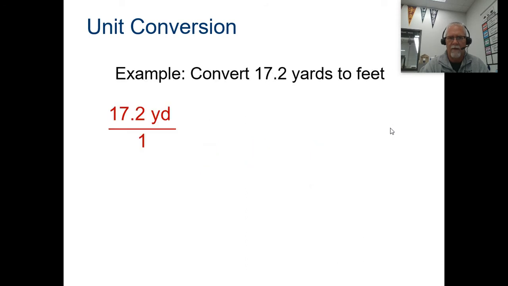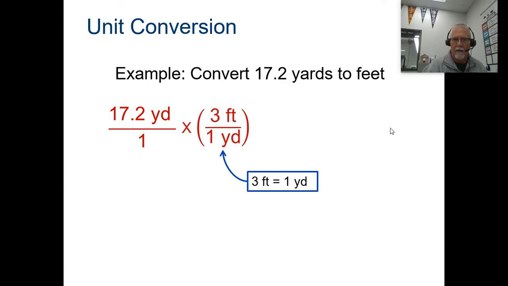Same thing works with units. If we have 17.2 yards, and we know anything over 1 is that number, we want to convert that to feet. Here comes our conversion factor. How many feet in a yard? There it is, 3 feet in 1 yard. Notice how our units can cancel out. Here's our yards, here's our yards. They can cancel out, leaving us with our desired number being feet.